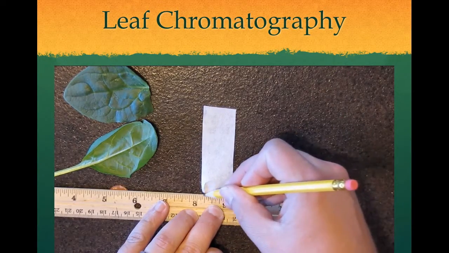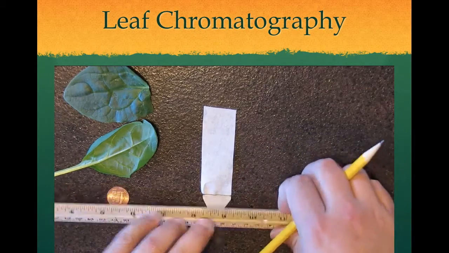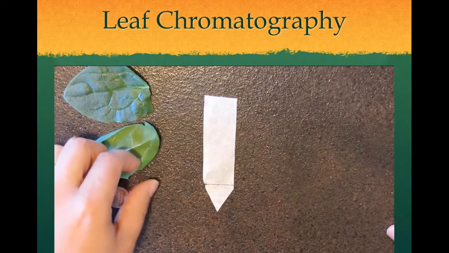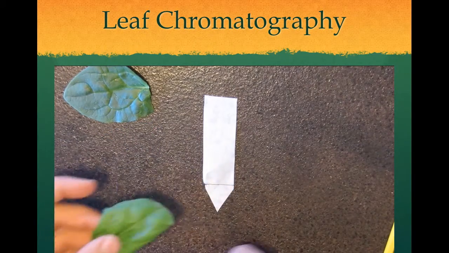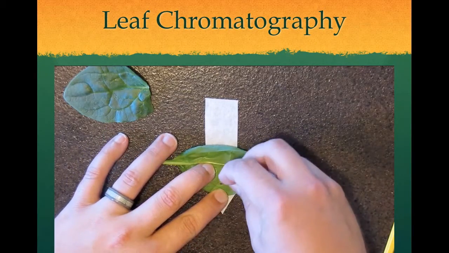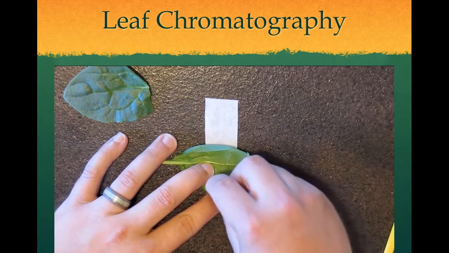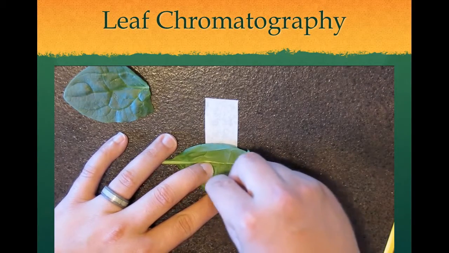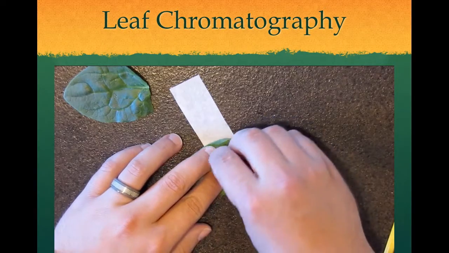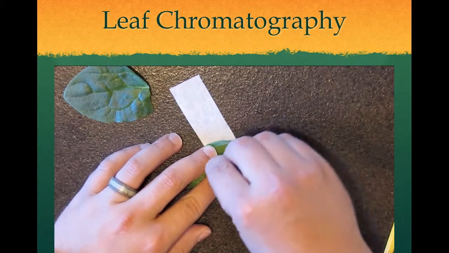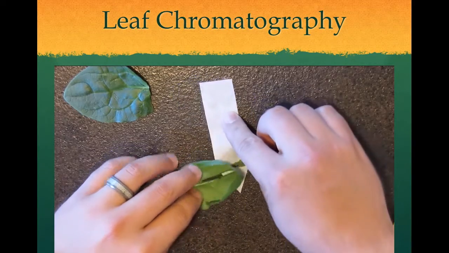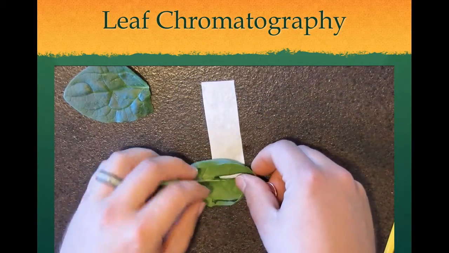This line will mark where the pigments will start so you can get a better idea of how fast they're traveling up the paper. Next, transfer the pigments from the spinach leaf to the chromatography paper using a penny. Rub the penny back and forth to transfer the pigments from the spinach leaf onto the chromatography paper. You might have to do this multiple times to get enough pigment onto the paper, or use multiple leaves.